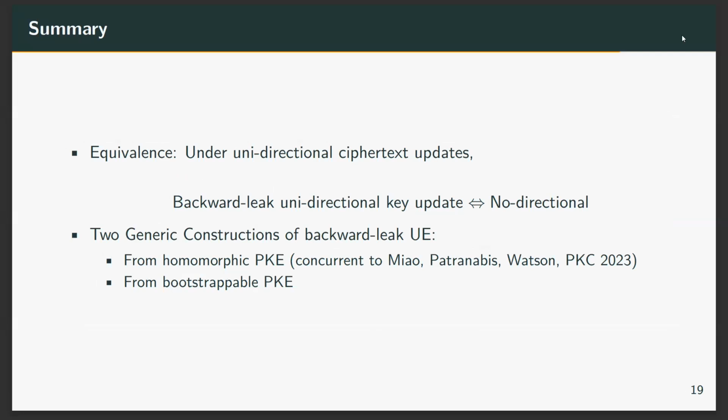Let me remind you once again, we have two results. The first result is an equivalence. We show that when the ciphertext update is forward leak, the backward leak of the key update is equivalent to no directional key updates. We also have two generic constructions for backward leak updatable encryption, and because of this equivalence result, these schemes are also no directional. That's all for my talk.